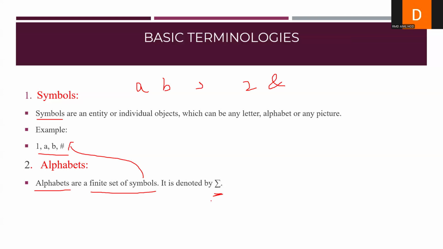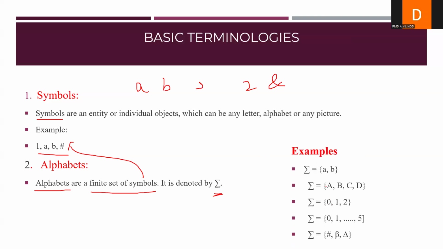So let's see a few examples of alphabets. When you say sigma equal to {a, b}, that means the finite set of symbols in this alphabet is small letter a and small letter b. When we say sigma is equal to {A, B, C, D}, then our alphabet consists of the finite set of symbols capital A, B, C and D. So these are some examples of alphabets.